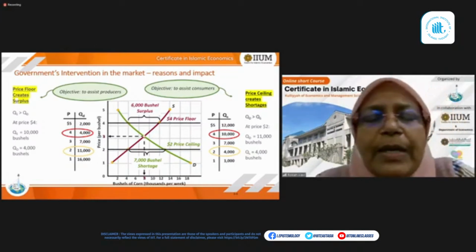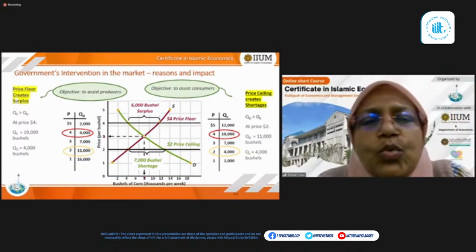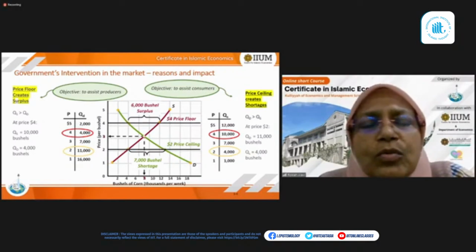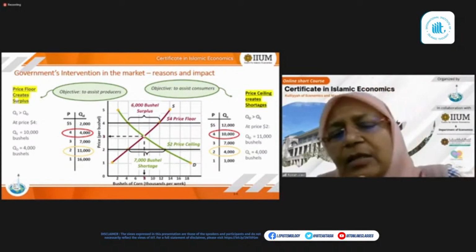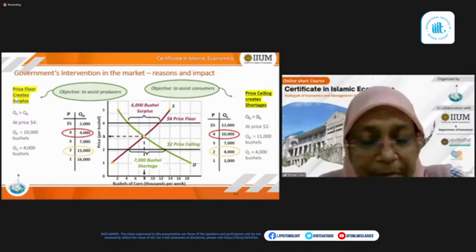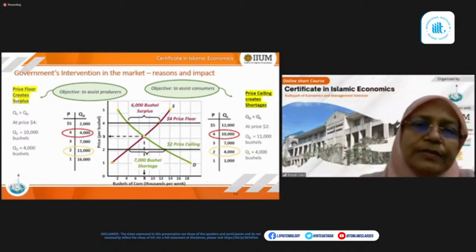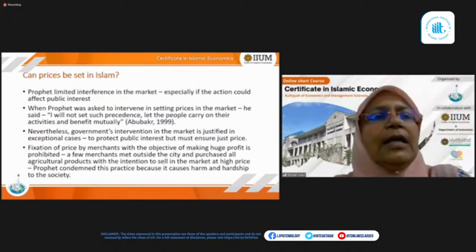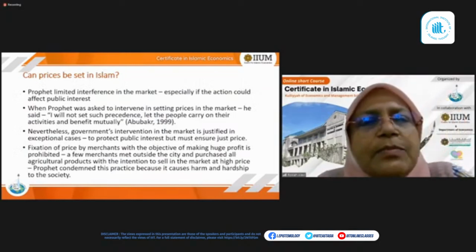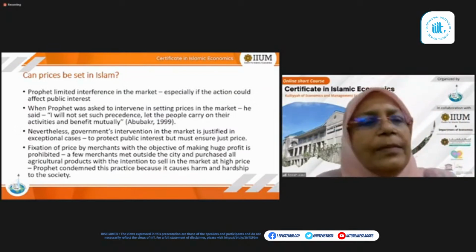So, coming back to this one, what we can see here is the government does intervene in the market, not for its own purpose, but basically to assist either consumers or producers. Now, the question is, can prices be set in Islam?